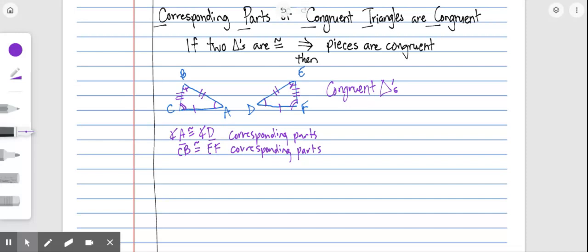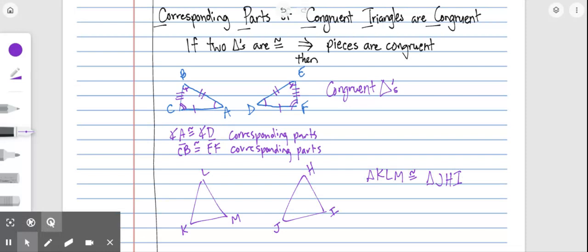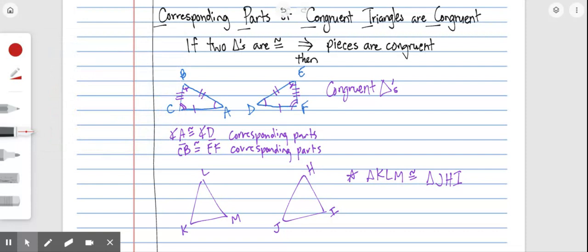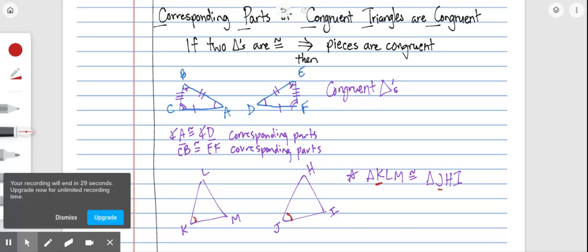Let's try one. Okay, so for this one, I don't have anything marked, but I did get this statement that tells me which things are congruent. So for this, in order to identify the congruent pieces, I can line them up. So this first angle is K and this first angle is J. That means that K is congruent to J. The second angle is L and the second angle is H, which means those 2 angles are congruent. The third angle is M and the third angle is I, which means those are congruent.